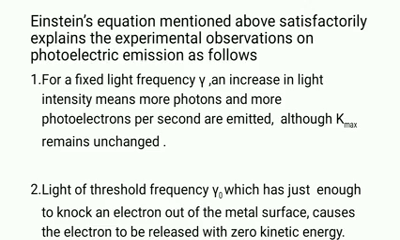Then what are the results of Einstein's equation? Einstein's equation mentioned above satisfactorily explains experimental observations on photoelectric emission as follows. 1. Again, it is the collision between a photon and an electron, treated as a collision between two microparticles, such that photoelectron emission is an instantaneous process. Result number 2, for a fixed light frequency nu, an increase in light intensity means more photons, and more photoelectrons per second are emitted, although the kinetic energy remains unchanged.